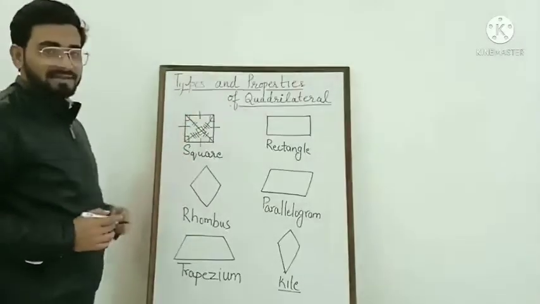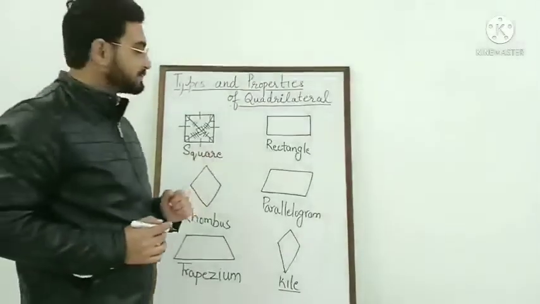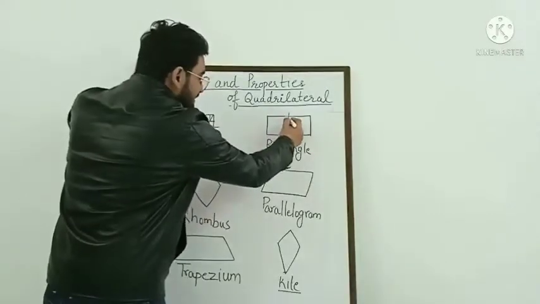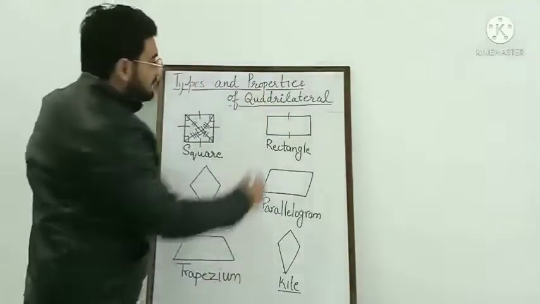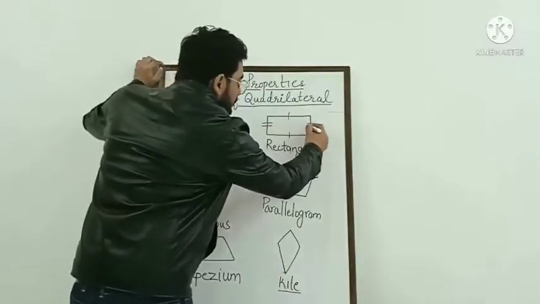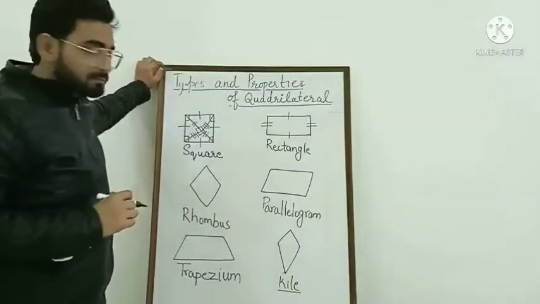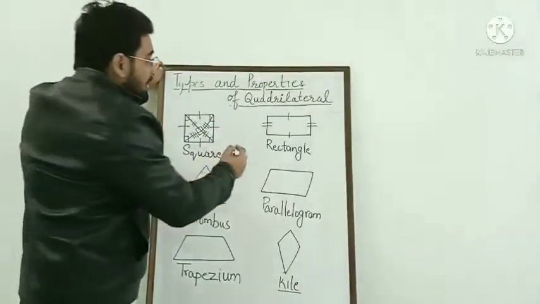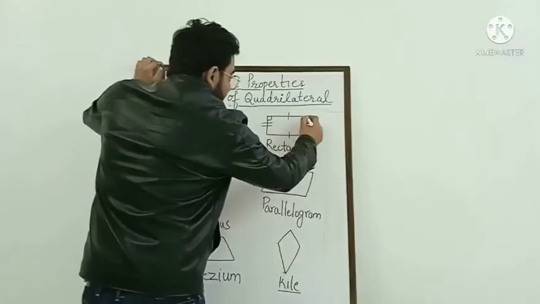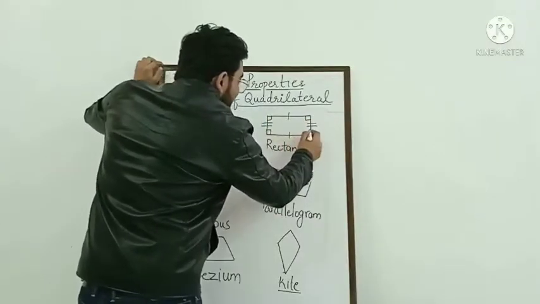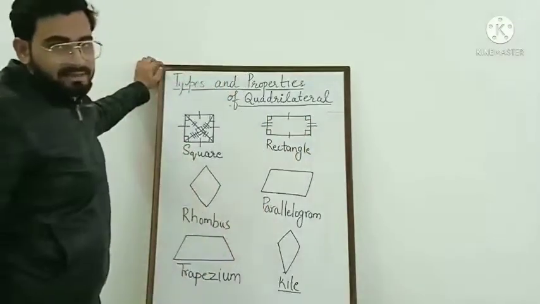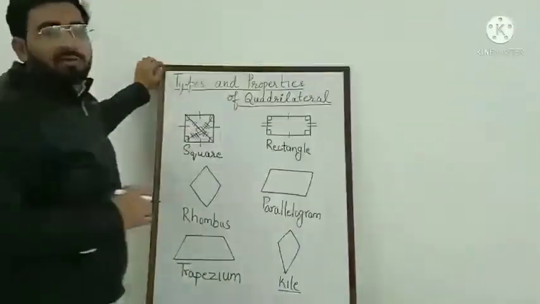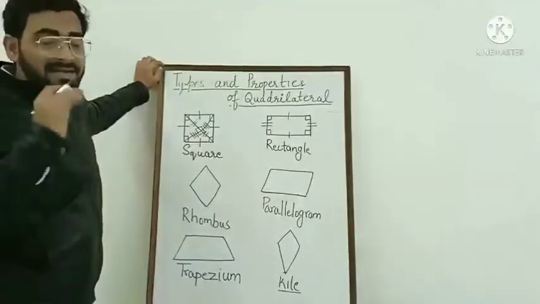Now if we talk about the rectangle, this is a rectangle. In a rectangle, only opposite sides are equal. That means this side is equal to this side and this side is equal to this side. If we talk about the angles of a rectangle, all the angles are 90 degrees. In a square also all the angles are 90 degrees, and in a rectangle also all the angles are 90 degrees.